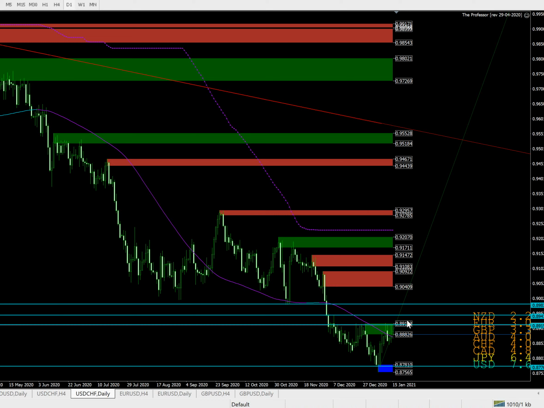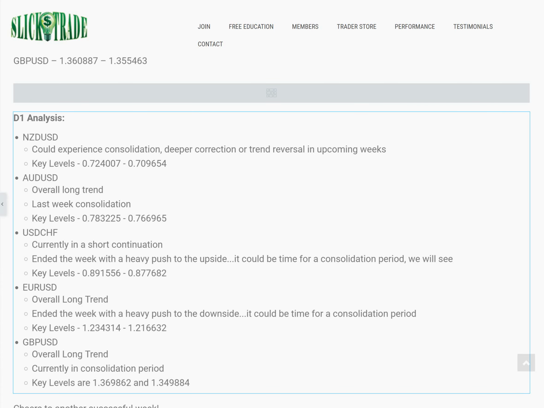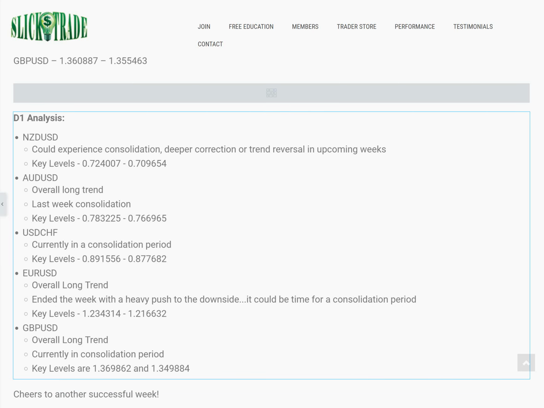So, I'm going to keep those same key levels on the dollar franc. Currently in a consolidation period, which is what we had expected. All right, key levels are the same. So euro dollar, it was in an overall long trend, and it ended the week with a heavy push to the downside. Could be time for a consolidation period, and here's our key levels.